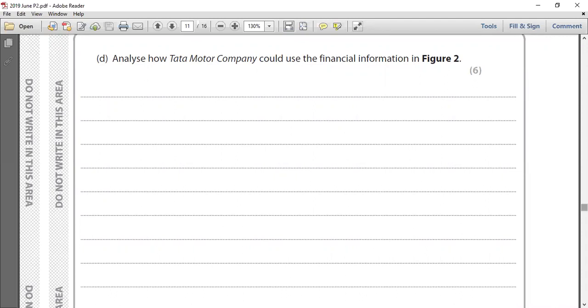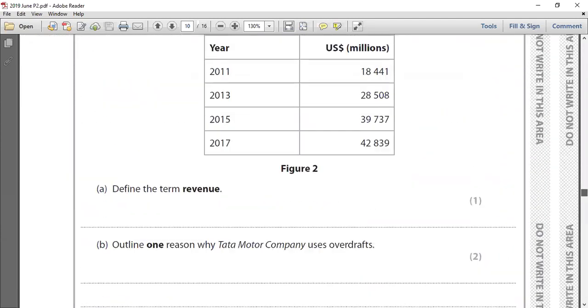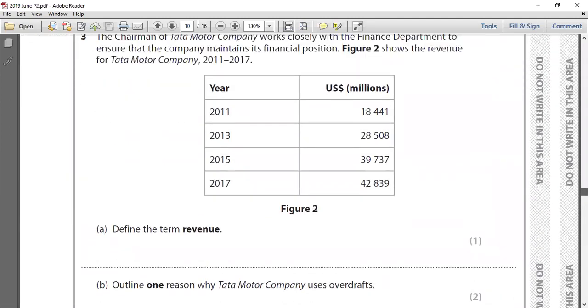So in this case study, figure 2 mentions the sales figures of Tata for 2011, 12, 13, 15 and 17, like odd numbers, and how this will be valuable for Tata, because the sales figures they can use for comparison purposes with other companies like Toyota, like Mahindra, like different companies like Nissan. So they can use this information for comparison purposes.